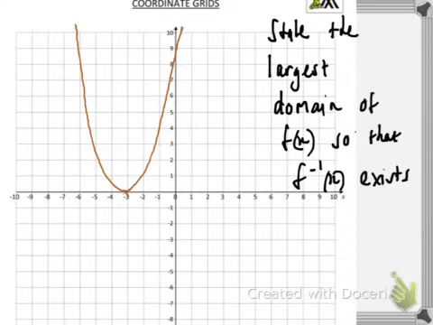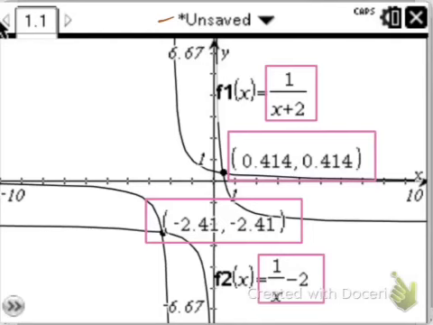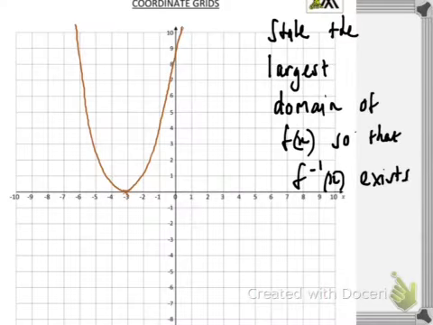Alright, now this is the tricky part of this little unit on inverses coming up. State the largest domain of f(x) so that f⁻¹(x) exists. Now we talked before, in the last question, about how in a one-to-one function the inverse exists. Here it's a different story because we no longer have a one-to-one function. This is what we call a many-to-one function.